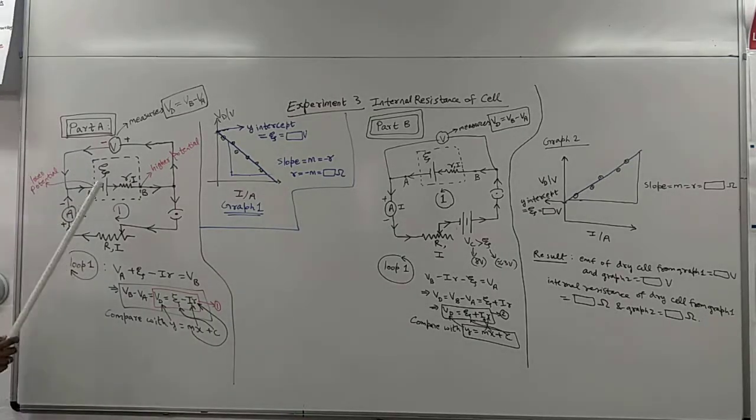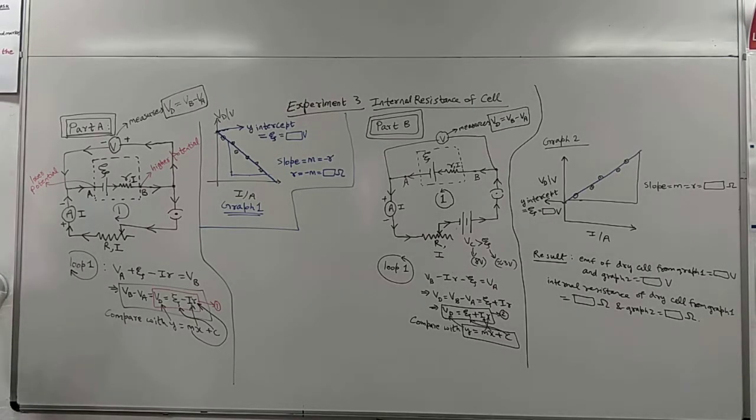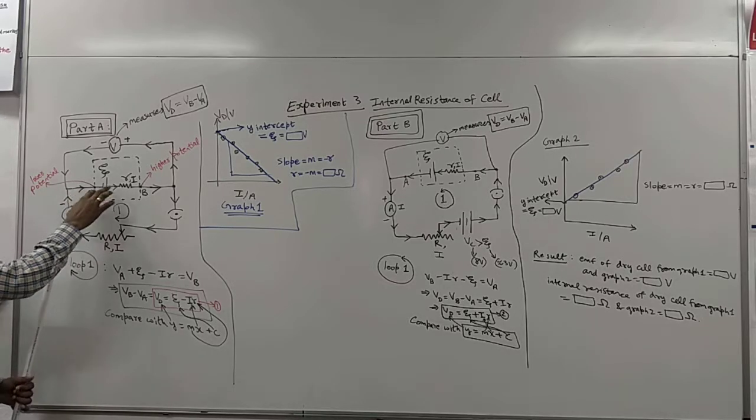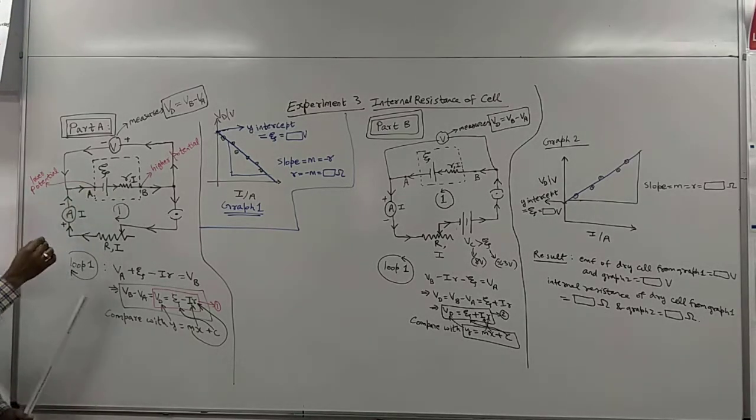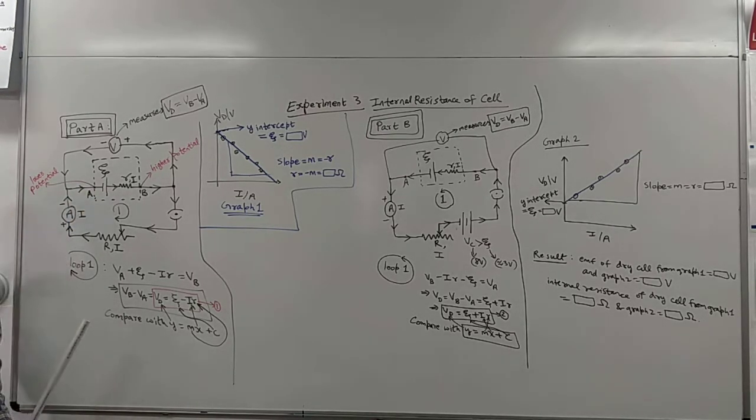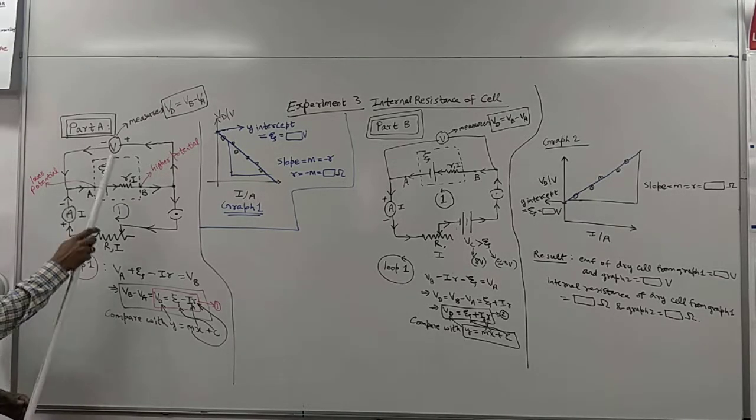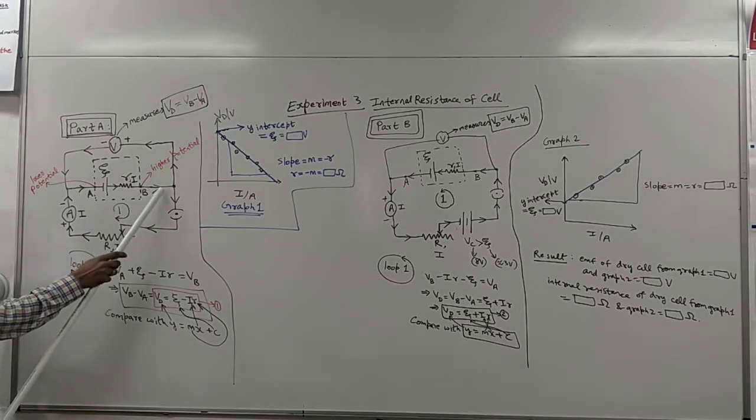Pay good attention, mind. Okay. So now this dotted rectangle is the tri-cell, the boundary of the tri-cell. Okay. Now we are going to split it into 2 parts: the EMF part of the cell and the internal resistance of the cell. And in this circuit, current comes out of the positive terminal. Okay.